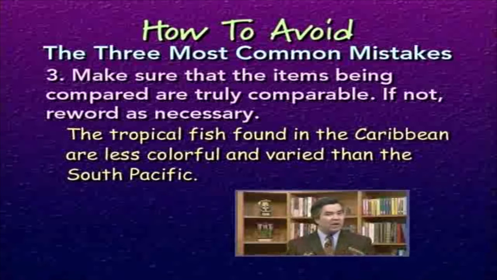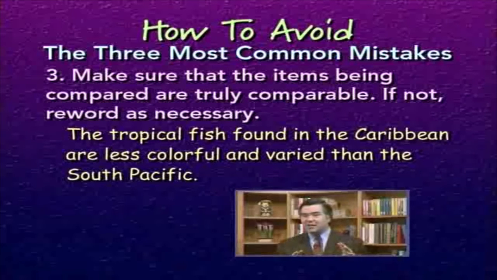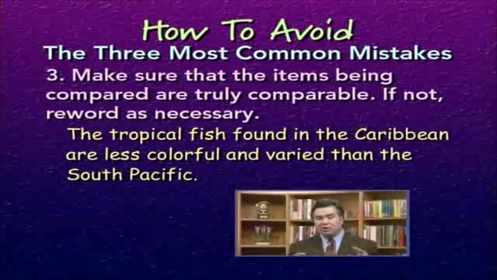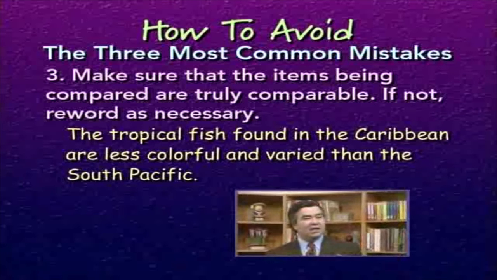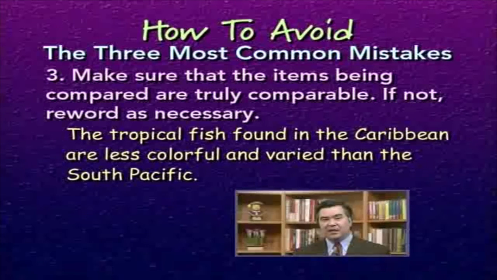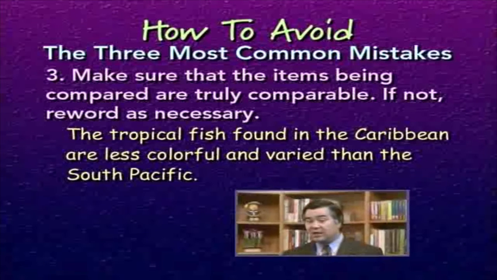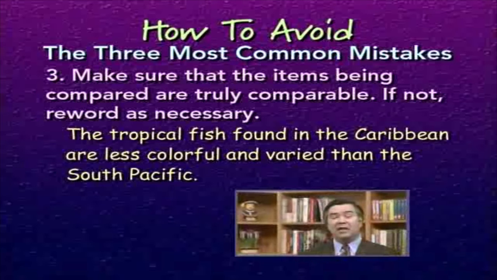But notice the way the sentence is actually worded seems to be comparing things that can't directly be compared, because he's left out certain words. If you look closely at what the sentence actually says, it appears to be comparing the tropical fish found in the Caribbean with the South Pacific. The South Pacific, of course, being an ocean.